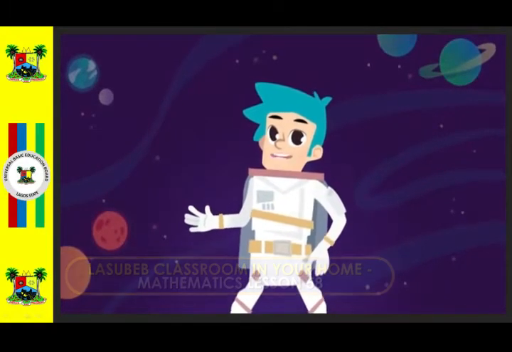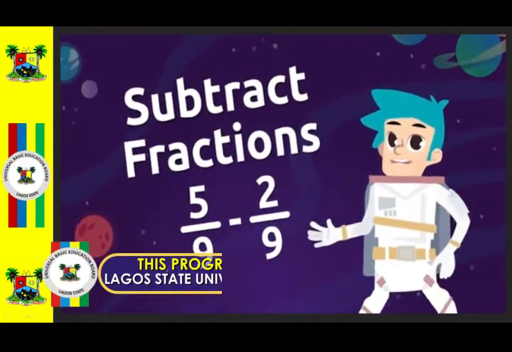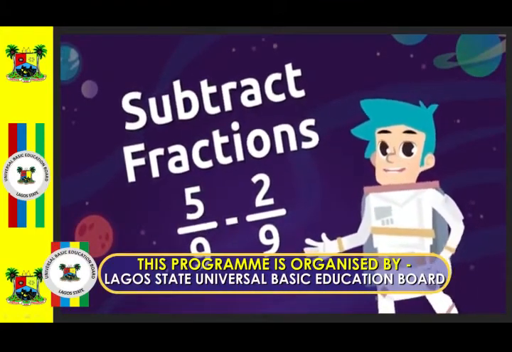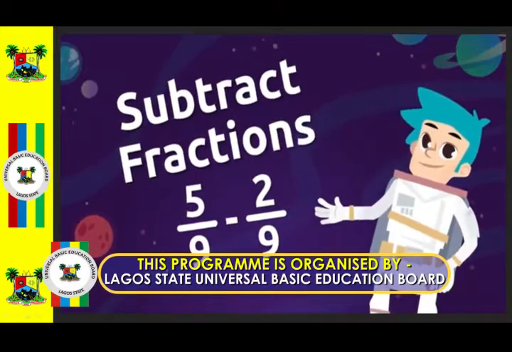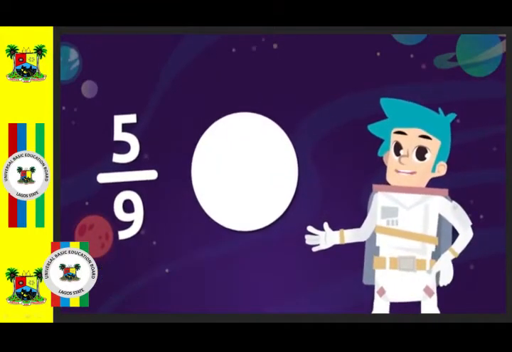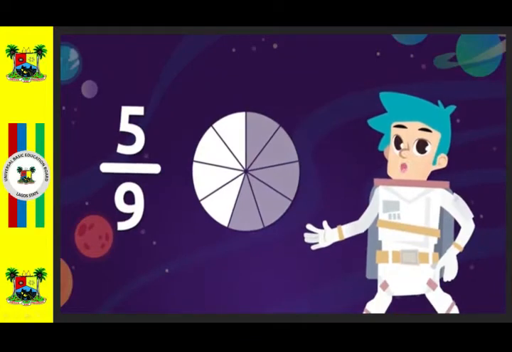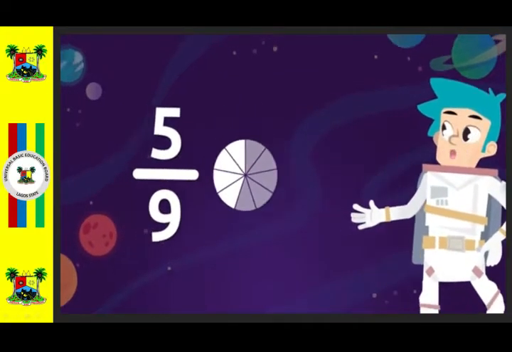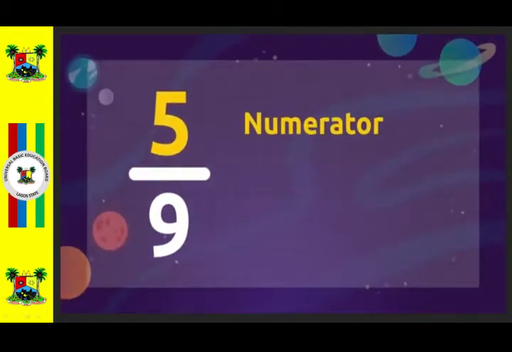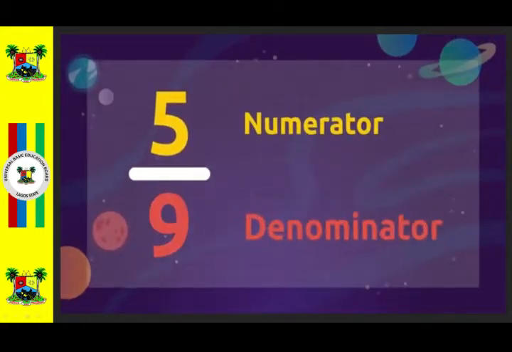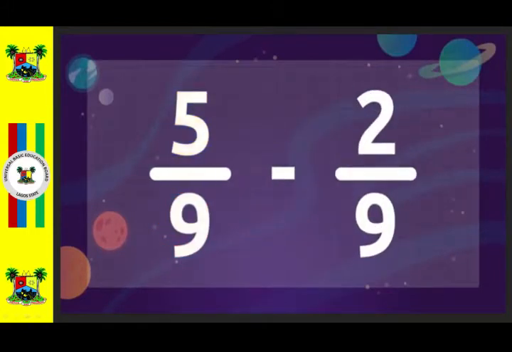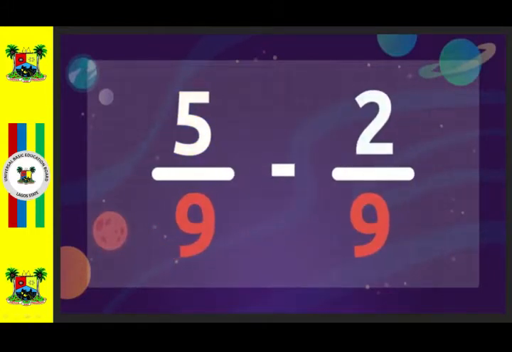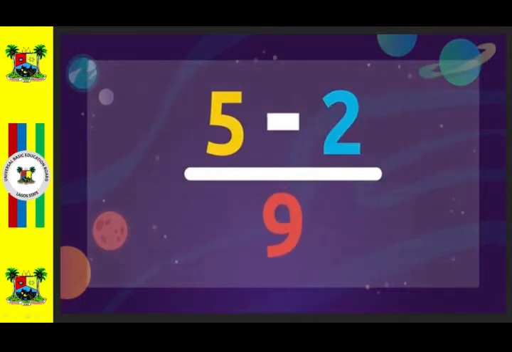Friends, we're going to continue learning about fractions. Today, we're going to learn how to subtract fractions with the same denominator. Do you remember what a fraction is? A fraction is a number which indicates the division of a whole number in equal parts. First, let's remember which are the parts of a fraction. This is the numerator, and this number is the denominator. To subtract fractions with the same denominator, we leave the common denominator and only subtract the numerators. It's very simple. Let's see an example.